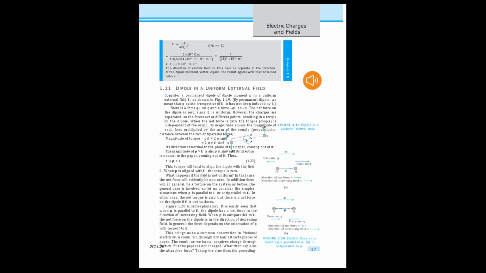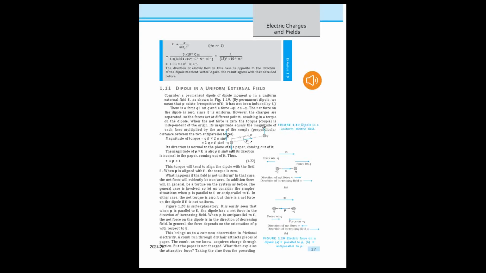However, the charges are separated, so the forces act at different points, resulting in a torque on the dipole. When the net force is zero, the torque, that is the couple, is independent of the origin. Its magnitude equals the magnitude of each force multiplied by the arm of the couple, which is the perpendicular distance between the two antiparallel forces. Magnitude of the torque is given by qE into 2a sin theta, that is 2qaE sin theta. Its direction is normal to the plane of the paper, coming out of it.